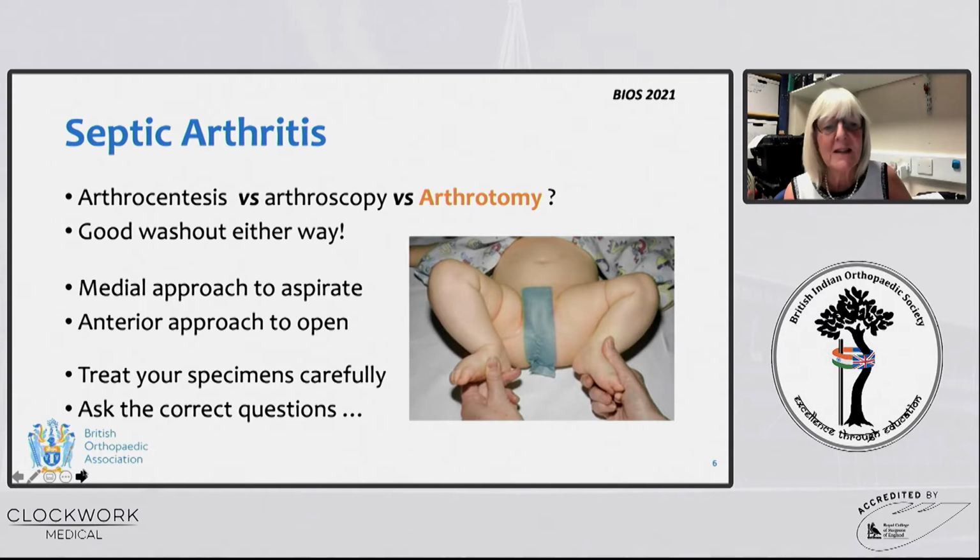You must treat your specimens carefully and ask the correct questions. And I took an X-ray on table because I hadn't actually seen her X-ray. And in the frog leg position, her hips were well located.